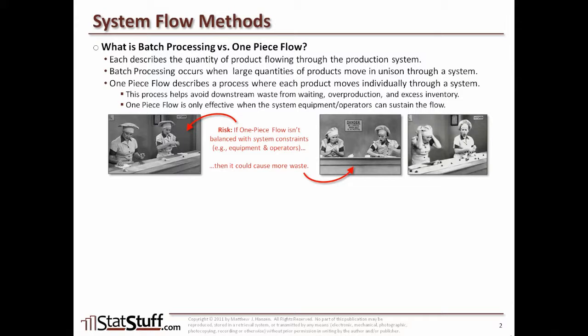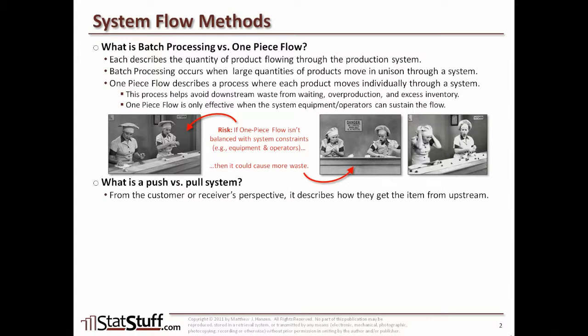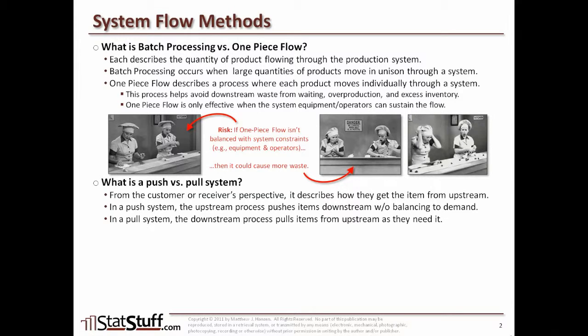Now that's one particular system method, and let's look at another, which is the push versus pull system method. From the customer or receiver's perspective, it's describing how you get that item from upstream. In the push system, the upstream process is pushing the items downstream to you, regardless of whether you're demanding that particular push down to you. Whereas in the pull system, it's the downstream flow, if that's where you are, where you're pulling those items from upstream as you need them.